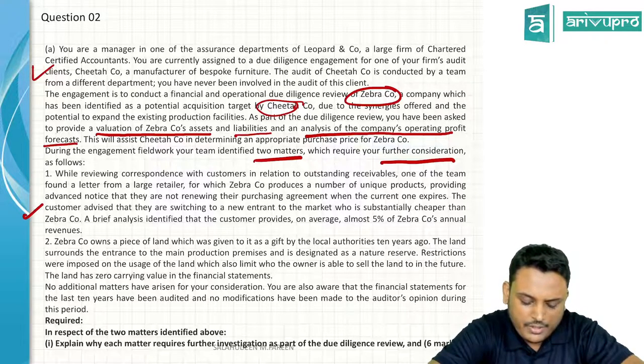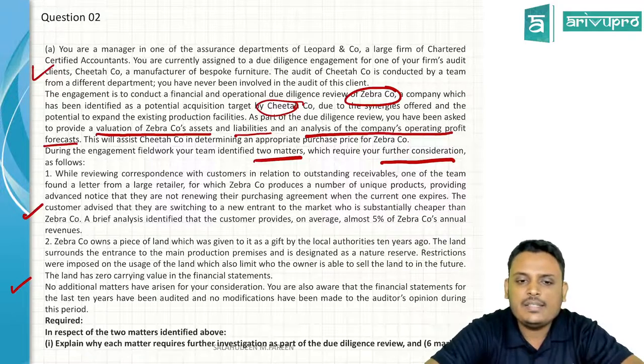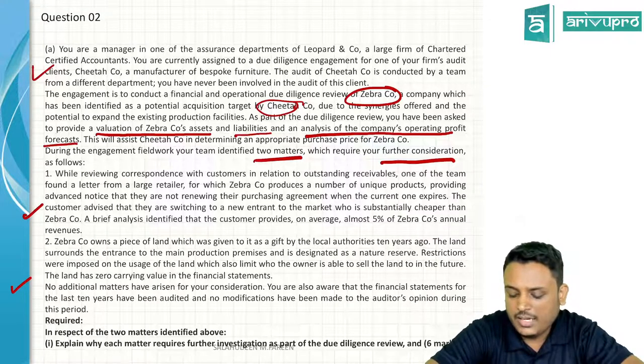Zebra Company owns a piece of land which was given to it as a gift by a local authority 10 years ago. The land surrounds the entrance to the main production premises and is designated as a nature reserve. Restrictions were imposed on the usage of the land, which also limit whom the owner is able to sell the land to in the future. The land has zero carrying value in the financial statements. So there is land with zero value because it is a gift and it is given to whom? The target company. There are restrictions over selling this particular property to another party.